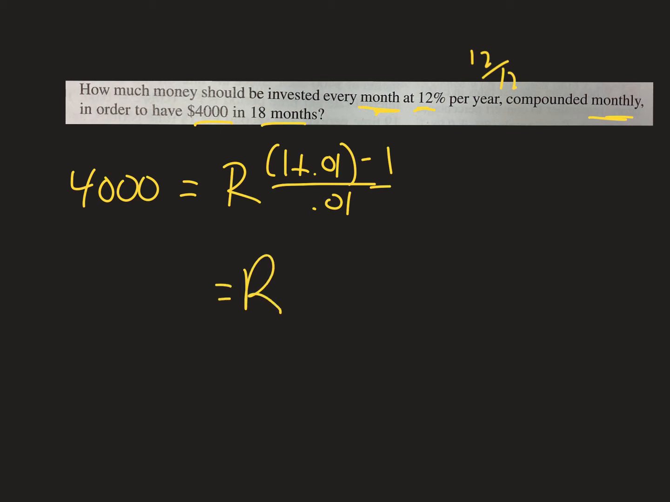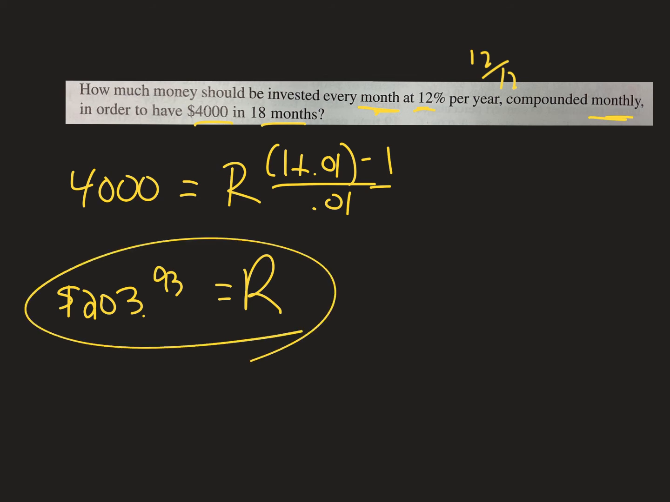So I'm going to take a second, punch that in. All right, and what I get is $203.93. Okay, and all I did there on my calculator, and you may want to do this, I put this whole thing in my calculator, got that value, and did 4,000 divided by that value to give me that number.